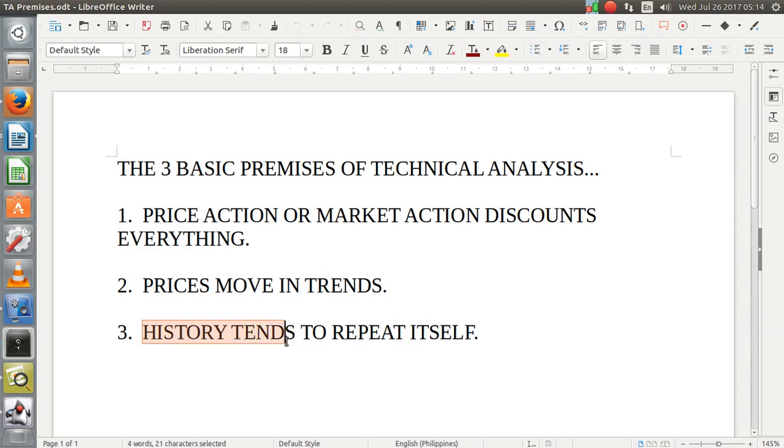I'll be showing you all of that. This is the last time I'll be showing you the three basic premises of technical analysis. Please do bear this in mind. These are the foundations of technical analysis, and why we do what we do, and how we make a profit doing what we do. Okay, so let me get rid of this one.